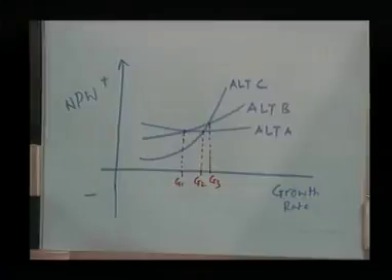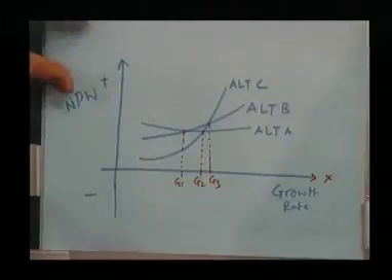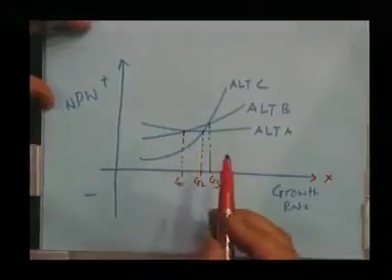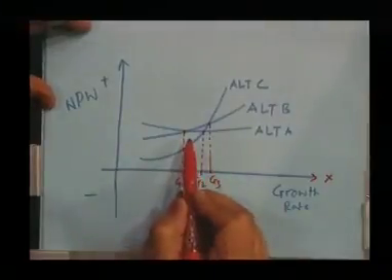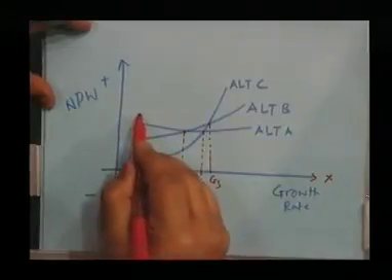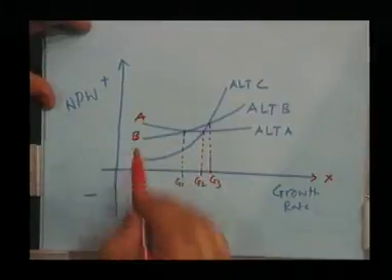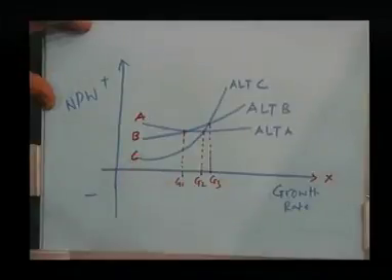Extend the point of intersection on x axis and mark them as G1, G2 and G3. Now, it is easy to interpret. If you estimate that growth rate is less than G1, which alternative you will select? I will write this side also. This is A, this is B and this is C.